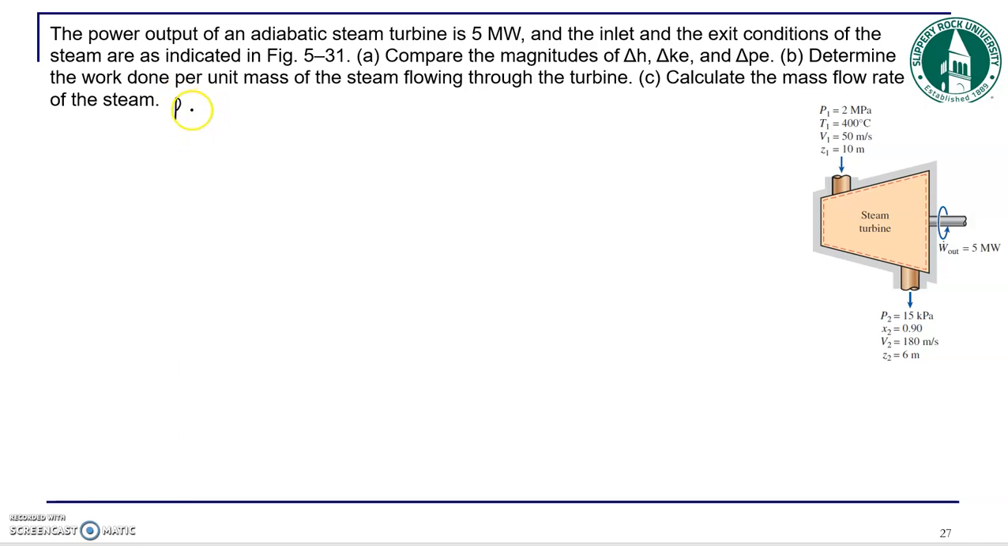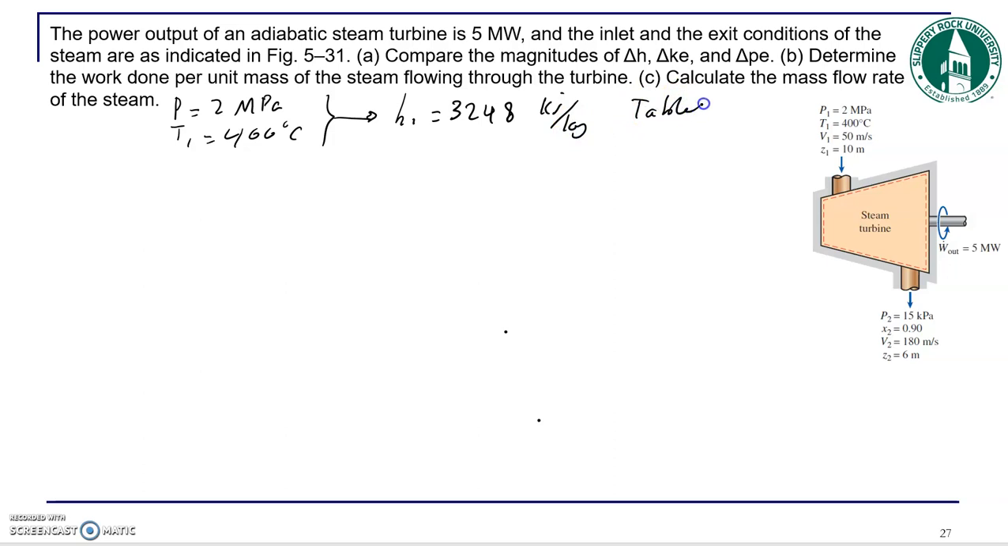Try to find it, and if you don't know how to do it, let me know so we can discuss. So 400 degrees Celsius, 2 megapascal, this is a superheated vapor by checking the tables. In the superheated vapor we can find that the enthalpy of our system is 3248 kilojoule per kilogram.